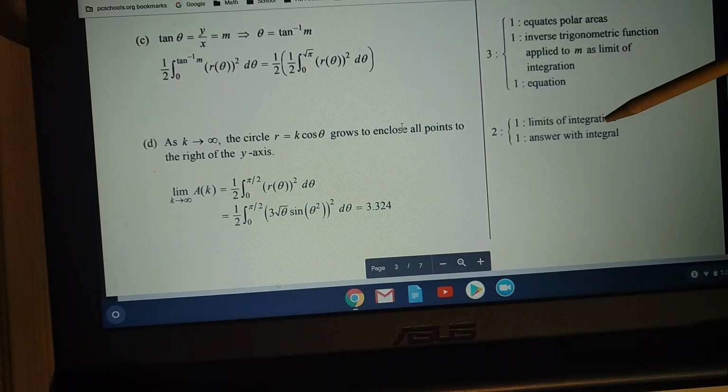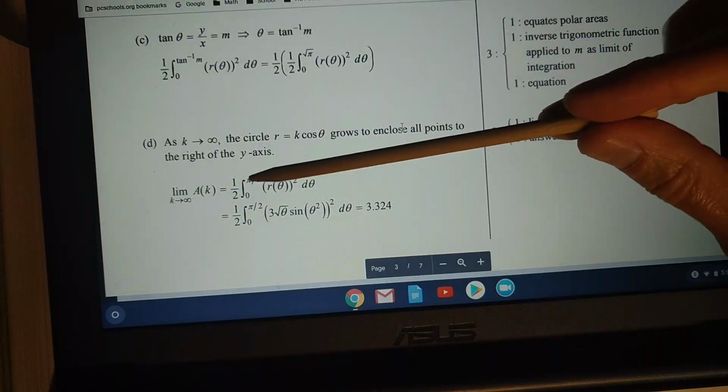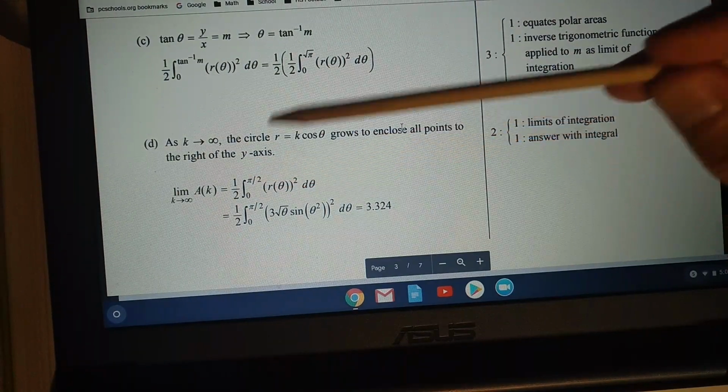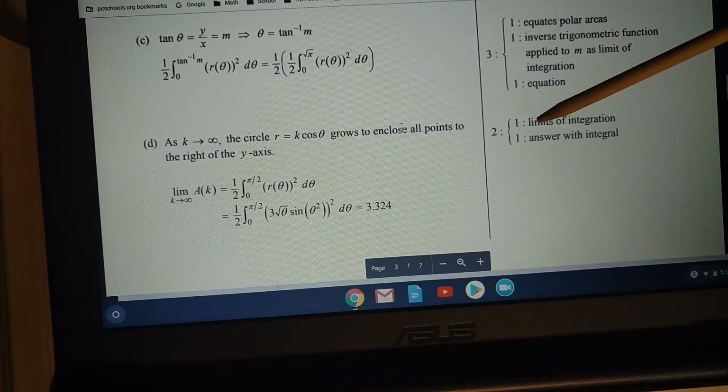Number 1, limits of integration. So your limits of integration here had to go from 0 to pi over 2. So if you knew that you had to go from 0 to pi over 2, pretty simple, straightforward, you got a point. That point was easy. A number of students got that point.